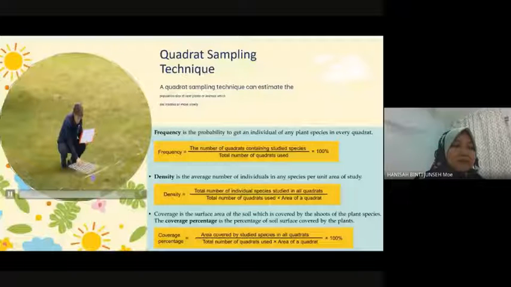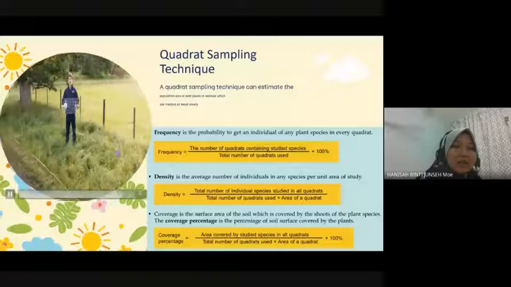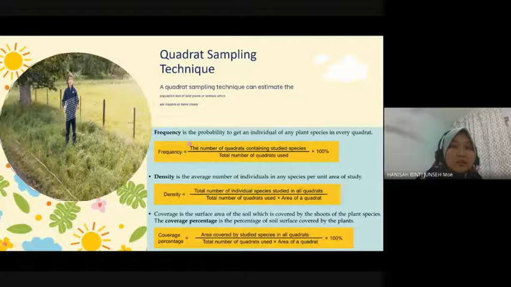Okay, so this is the quadrat. The quadrat is a... okay, so dia akan letak setiap 2 meter jarak, and then dia akan kira di mana yang ada daisy tu, and then dia akan record. Okay, so it's about the frequency, the density, and the coverage percentage.